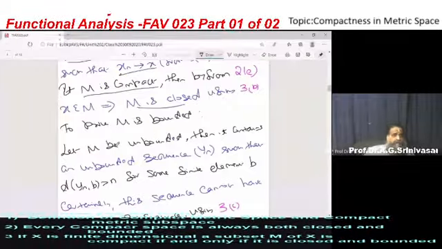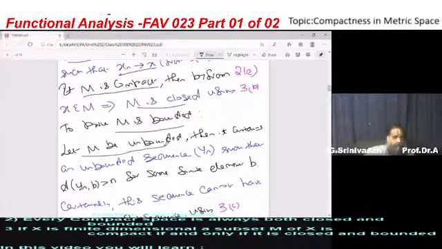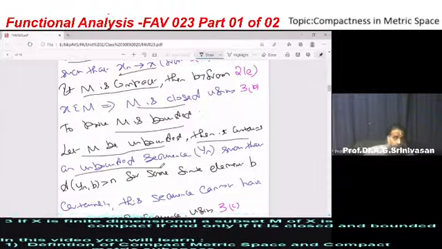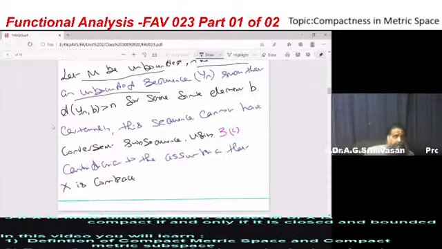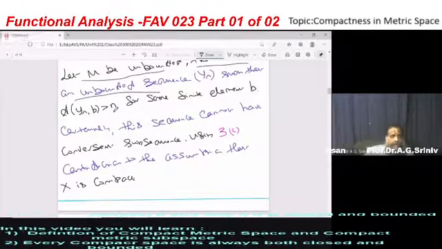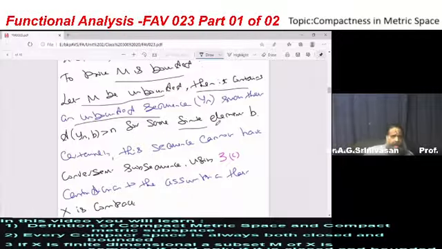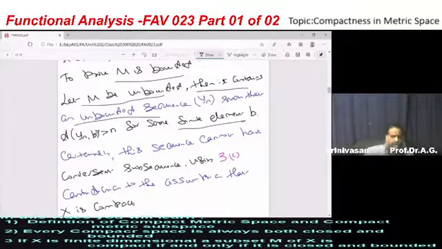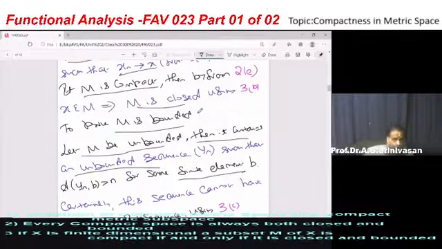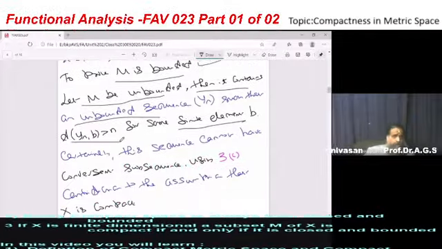Now I'm going to show that this M is bounded. If not, assume that M is unbounded. That means it contains a sequence Yn which is unbounded, such that the distance between Yn and B is greater than N. Because if it is less than or equal to N, then it is going to be bounded. We already saw it. Now it's greater than N for some finite element B. B is fixed; we call it the radius of the ball. If it is unbounded, this is going to happen.